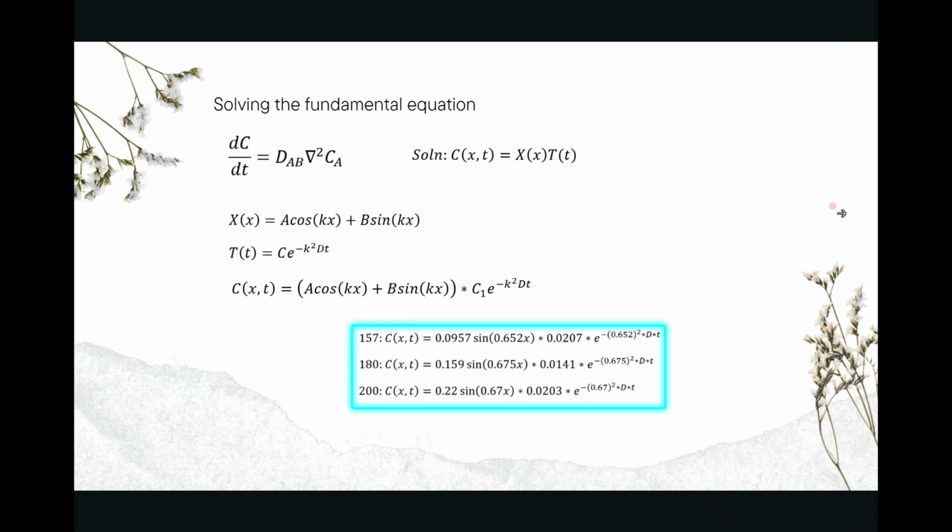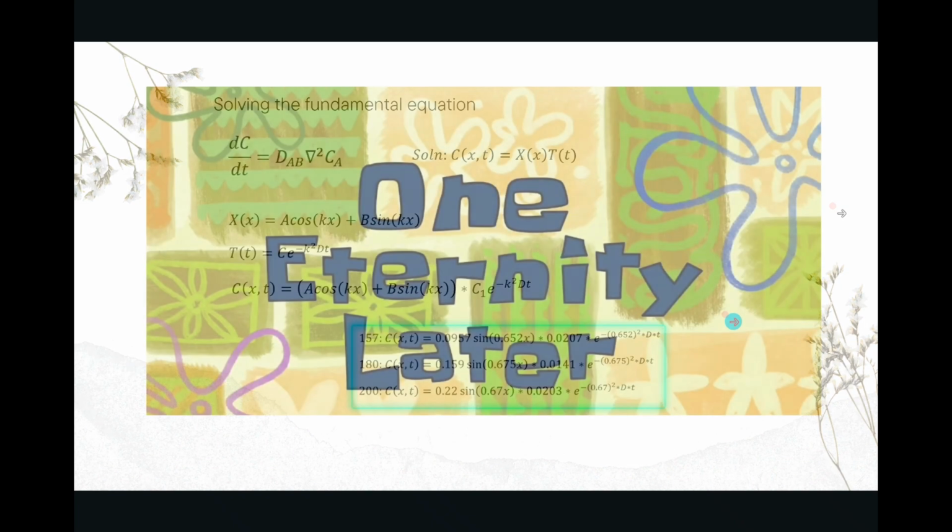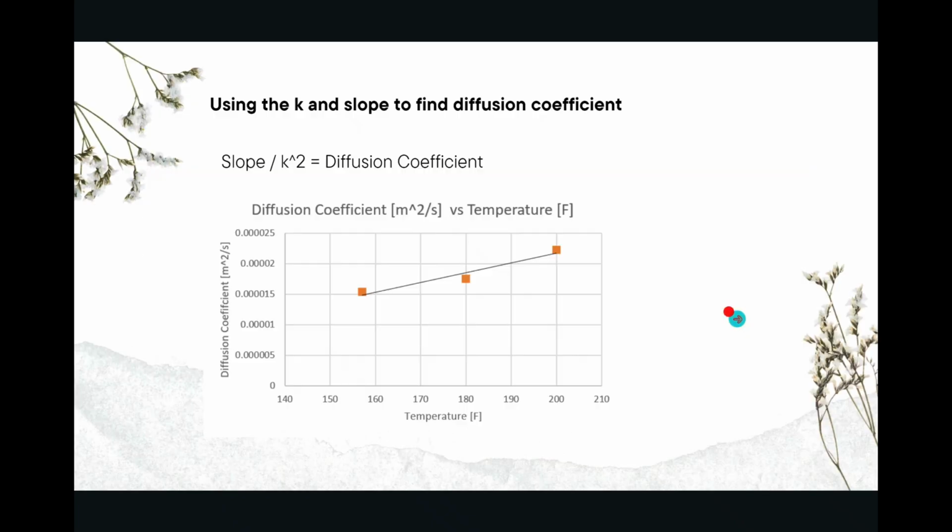To solve, a generic solution can be found by separating the concentration into 2 separable ODEs. Boundary and initial conditions for each temperature were used to derive the following specific solution. After a lot of work, we can finally find the diffusion coefficient from the slope divided by the eigenvalue squared.